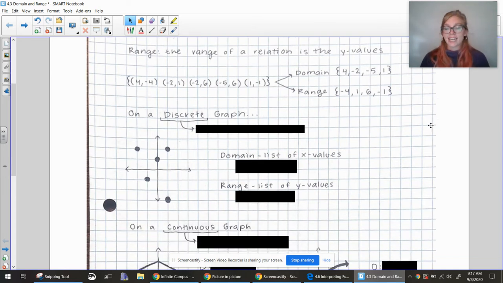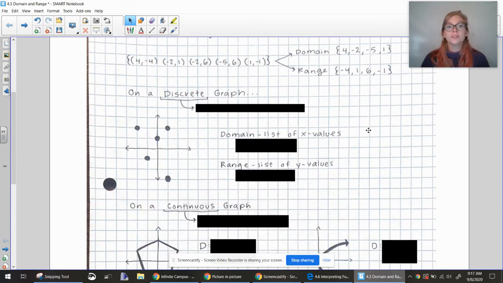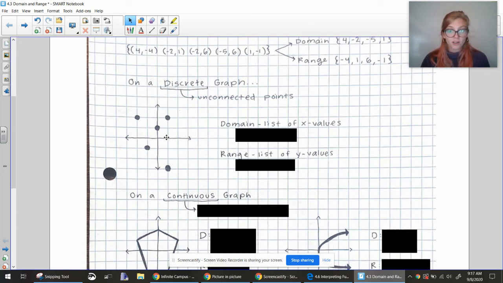Now we're going to learn how to identify domain and range on two different graphs. The first kind of graph we're going to look at is a discrete graph. A discrete graph means the points are not connected, which you'll see right here. We have all these different points, none of them are connected. So here, to find the domain, similar to what we did above, we're going to list the x values. Again, no repeats.